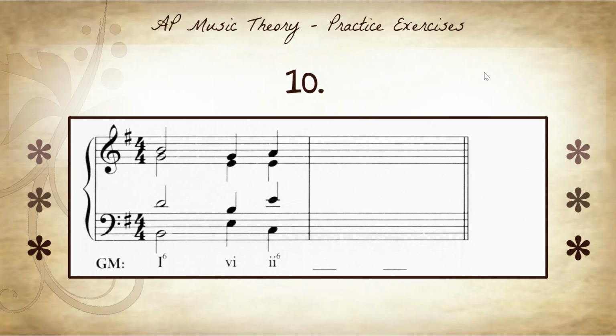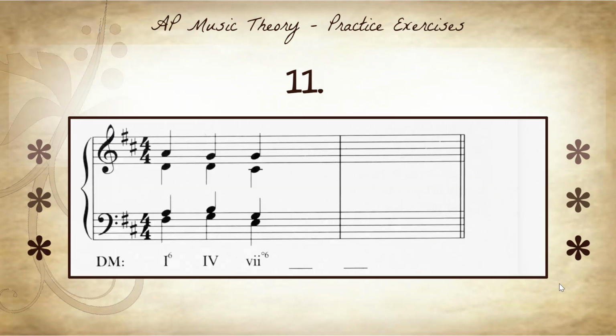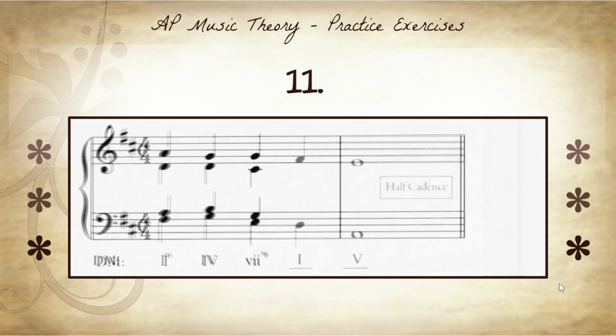Number 10. And here's the answer. You can see here that there's a dominant to dominant 7th. This can also be written as dominant 8 to 7, with just one symbol instead. Question 11. And here is the answer.